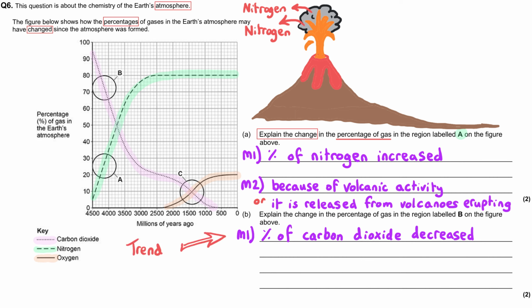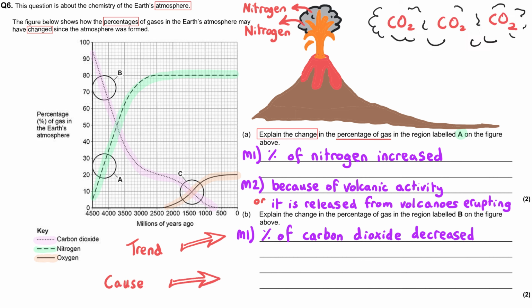And then for our deeper explanation, we're giving a reason why this CO2, with this carbon dioxide, is going down. And there are a number of reasons why it's going down, but we need to be careful because this is more than 4 billion years ago. And so we need to steer clear of photosynthesis. That was the most common wrong answer on this paper, because photosynthesis hadn't happened until much more recently than that.